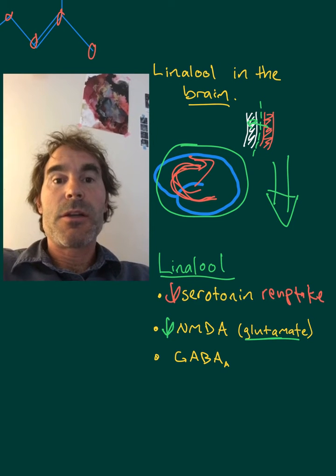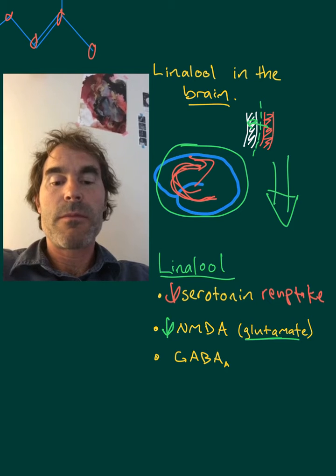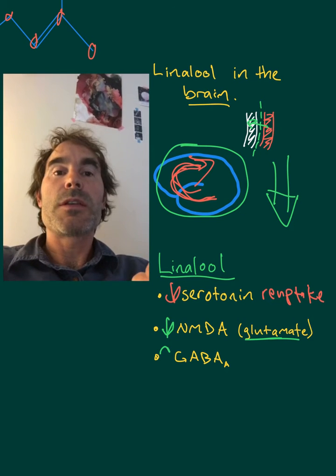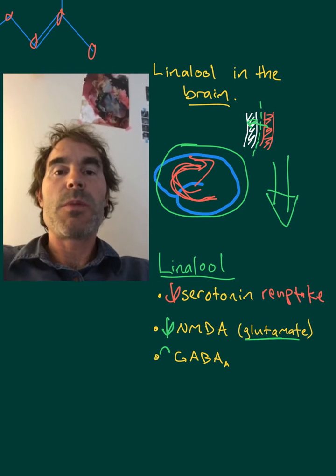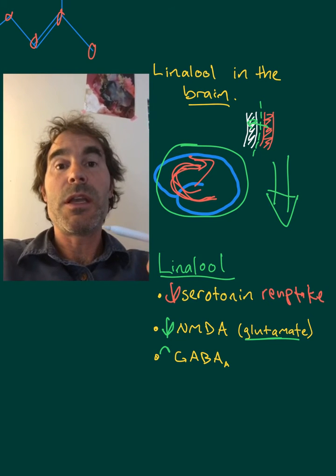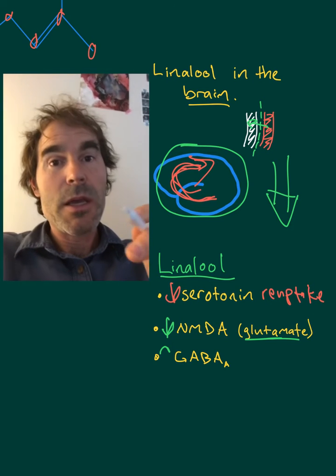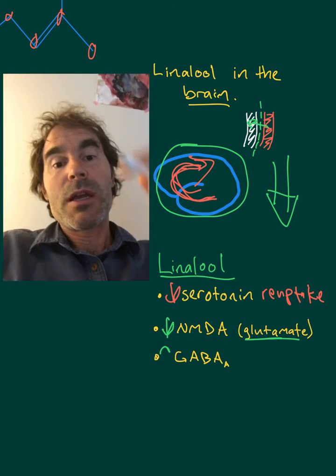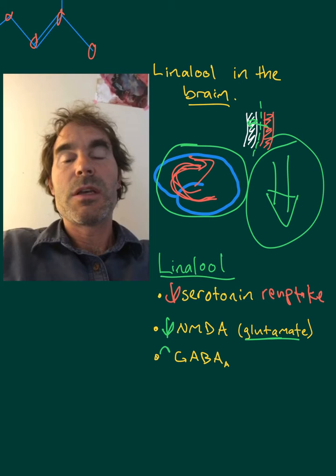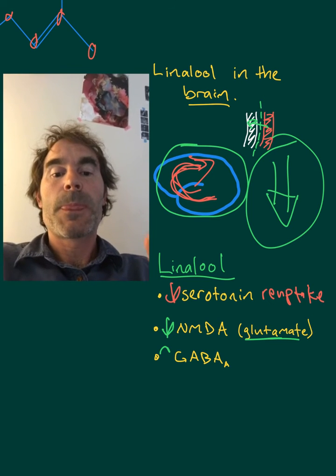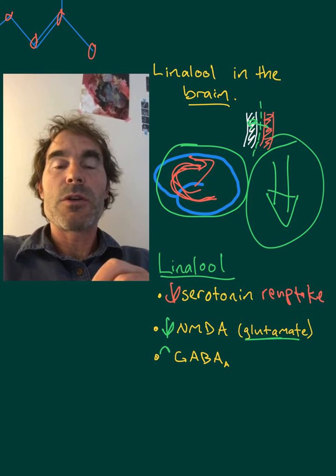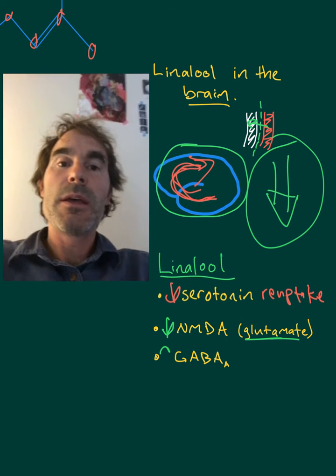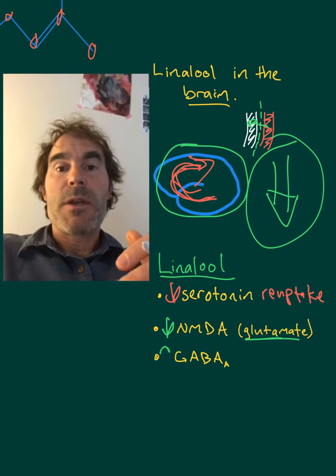The other thing that linalool does is it increases GABA neurotransmitter levels. And what does that do? GABA neurotransmitters are involved in the inhibitory neural networks in the brain. So it increases inhibition in the brain. Once again, overall decrease in activity in the brain. So linalool has these 3 proven effects on neurotransmitter levels in the brain, causing an overall calming.